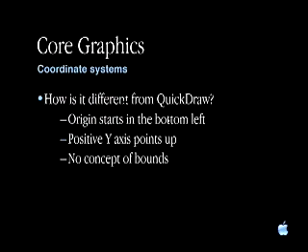But once you've got that context, how does the coordinate system differ? In QuickDraw, as many of you are probably aware, the origin is in the upper left-hand corner. Positive x goes right, positive y goes down. Well, for PostScript, PDF, and of course Core Graphics, which is based on the PDF imaging model, the origin is the bottom left. The positive y-axis points up.